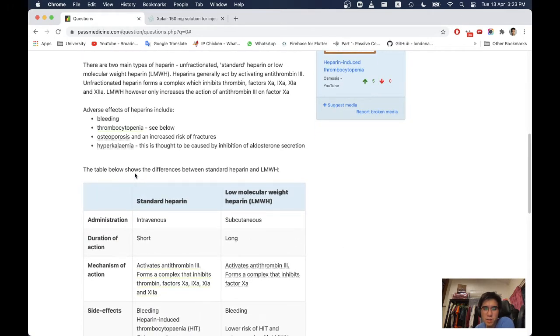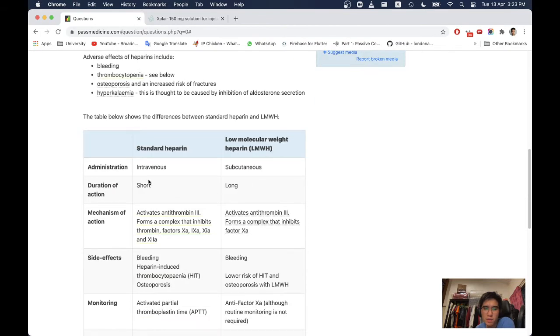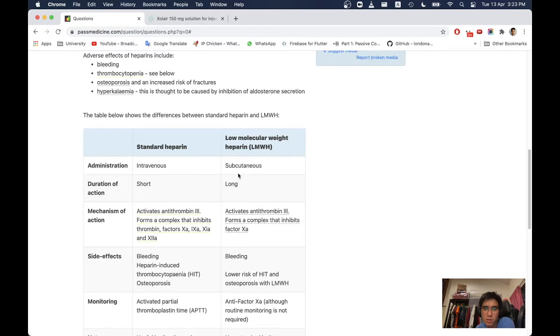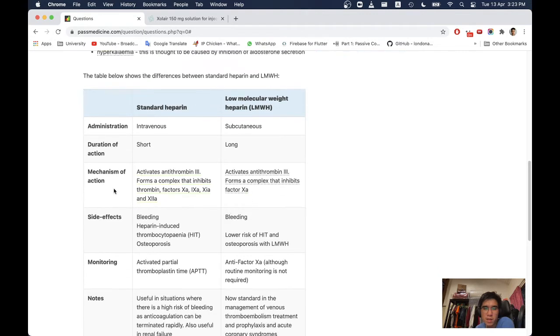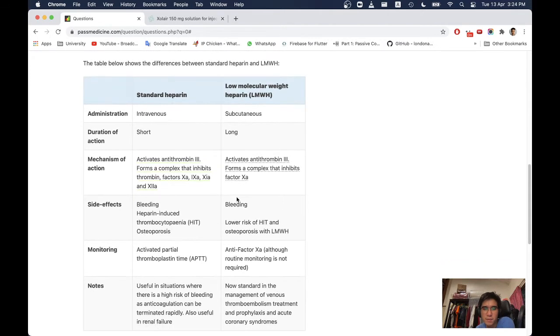The table shows differences between heparin and low molecular weight heparin. Standard heparin is intravenous, low molecular weight heparin is subcutaneous. Standard heparin has a short duration of action, low molecular weight heparin has a long duration of action. Mechanism of action of standard heparin: it activates antithrombin 3, forms a complex that inhibits thrombin, factors 10A, 9A, 11A, and 12A. For low molecular weight heparin, it activates antithrombin 3, forming a complex that inhibits factor 10A.